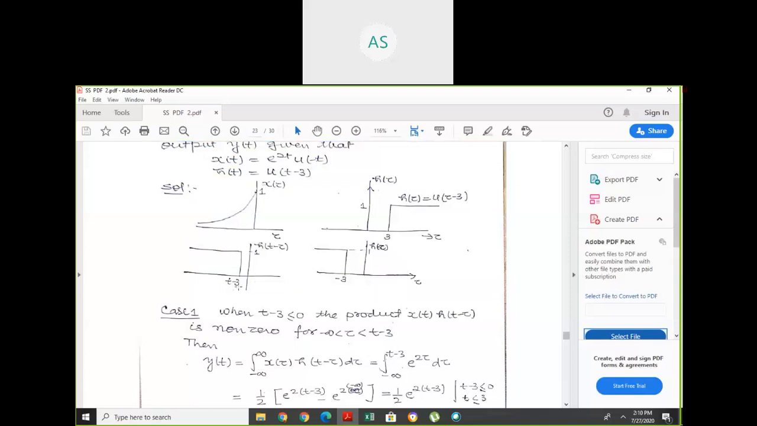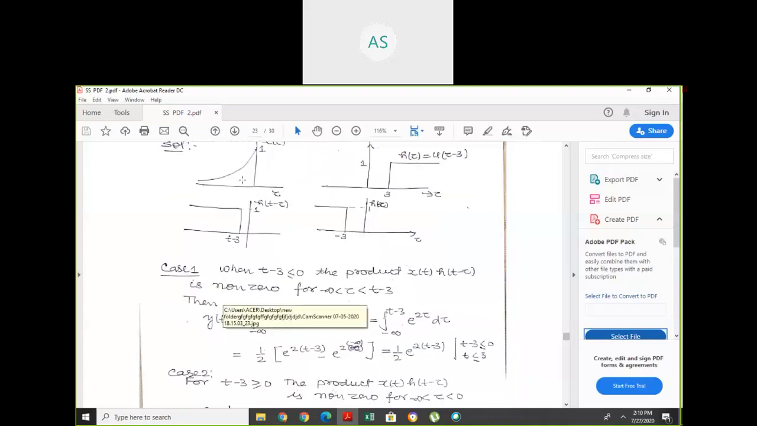If this t minus 3 is less than or equal to 0, it means that we get a non-zero product area of h of tau and h of t minus tau. In this range we will always get a non-zero common area, or a non-zero product of h of t and h of t minus tau.